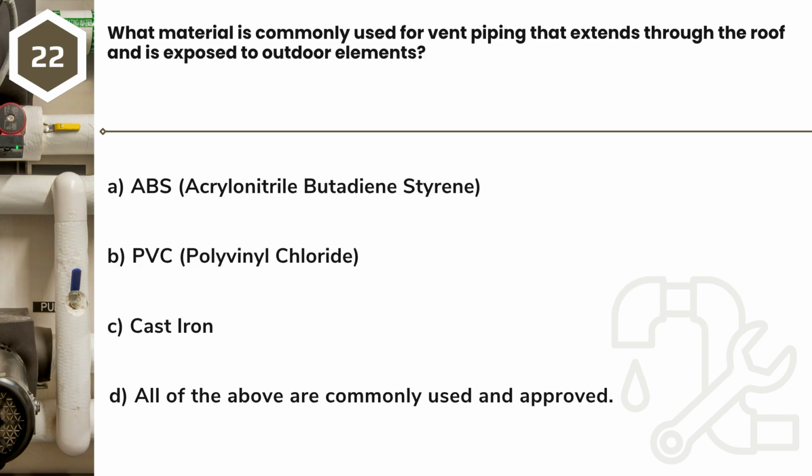Question 22. What material is commonly used for vent piping that extends through the roof and is exposed to outdoor elements? A. ABS, acrylonitrile butadiene styrene. B. PVC, polyvinyl chloride. C. Cast iron. D. All of the above are commonly used and approved.